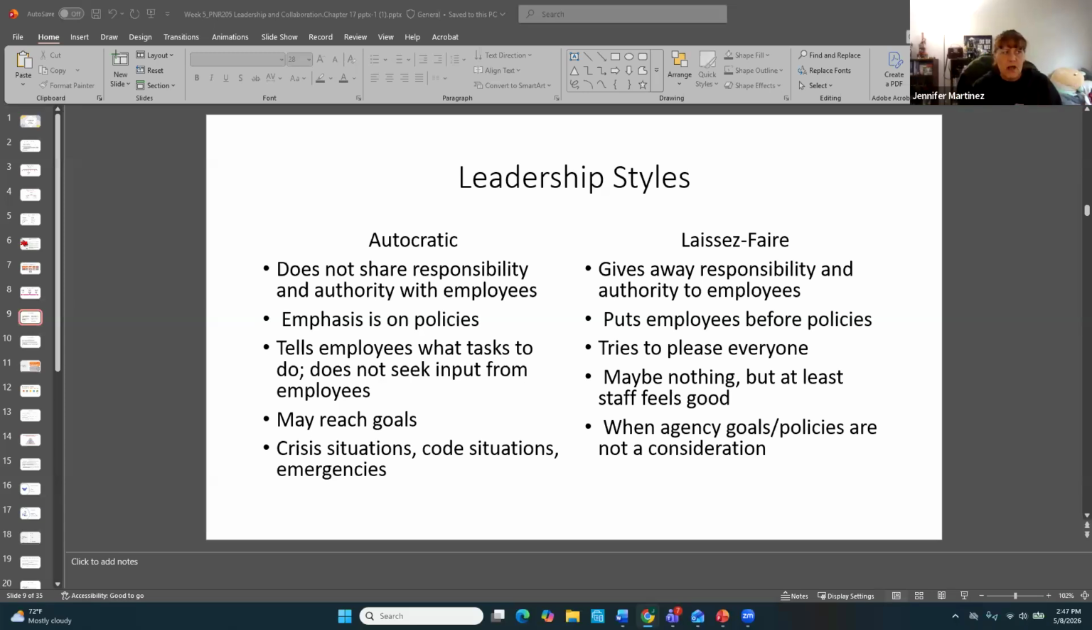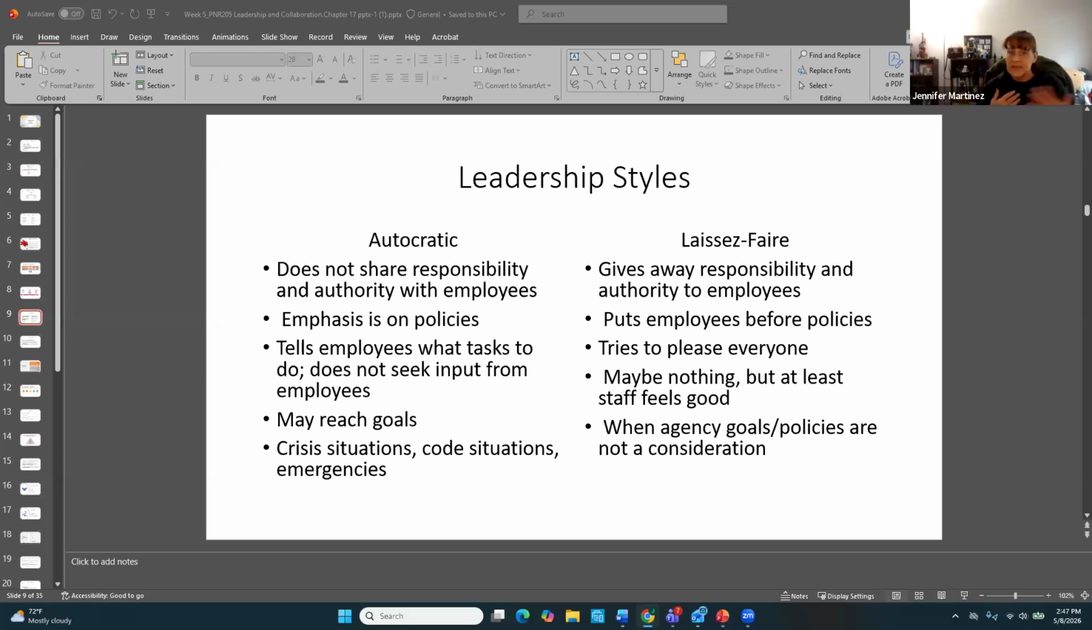So autocratic, they don't share responsibility and authority with all employees. Their emphasis is going to be on those policies. Again, they tell employees what tasks to do. They don't have any input from the employees, right? So again, I think of the military, because of my military background. It's barking orders. Maybe not barking, but giving orders, right? Not expecting any feedback.